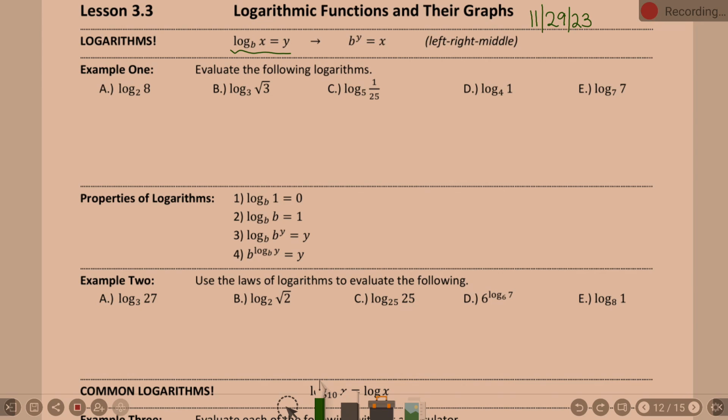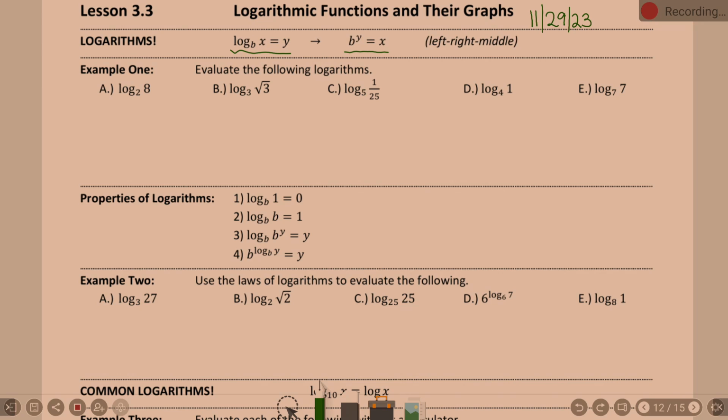Logarithms of the form log base b of x equals y. Remember, a lot of times when we work with logs, we don't actually work with the logs. We change it to an exponential form. So remember that this log form is equivalent to b to the y equals x. Log base b of x equals y is equivalent to b to the y equals x.